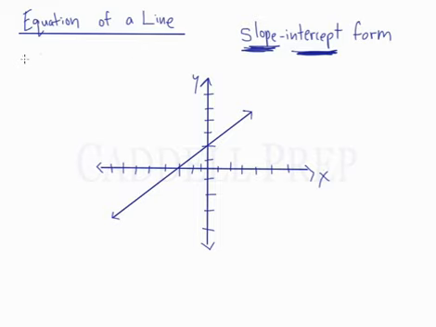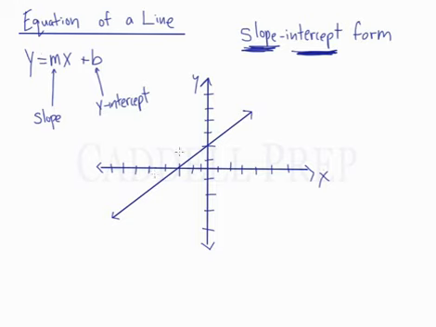So the slope-intercept form is simply y equals mx plus b. M is the slope, and b is the y-intercept. So b is simply the number on the y-axis where the line crosses.